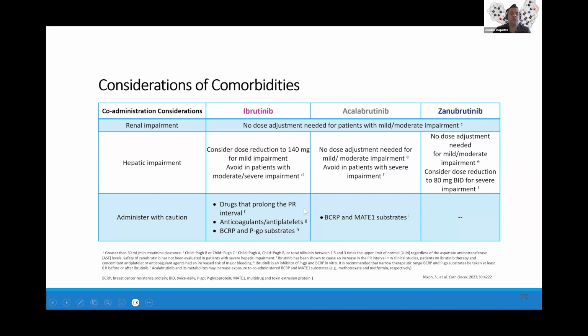These drugs do have some side effects with other pathways. So you do need to look at the whole profile of your patient to see if there are other things to consider, but it's more of a problem for ibrutinib and acala than zanubrutinib.